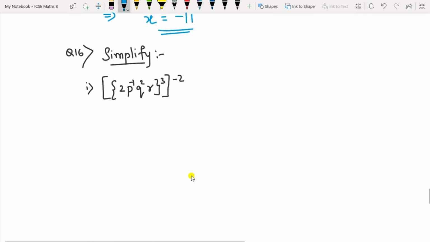Question 16 is simplify. Now you can see there is monomial and there is only one power. So first multiply these two powers. So it becomes 2 raised to 2 minus p raised to minus 1 q square r the whole raised to 3 2s is 6 and it is minus, so minus 6. So that minus 6 now will go to each of the term inside the bracket.